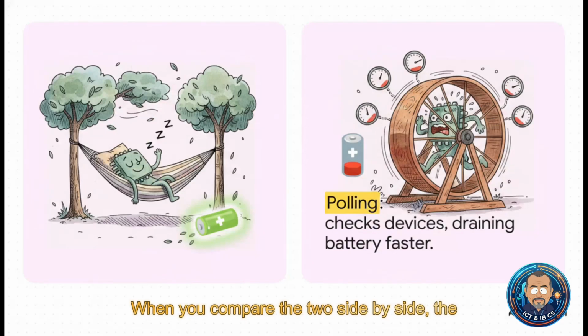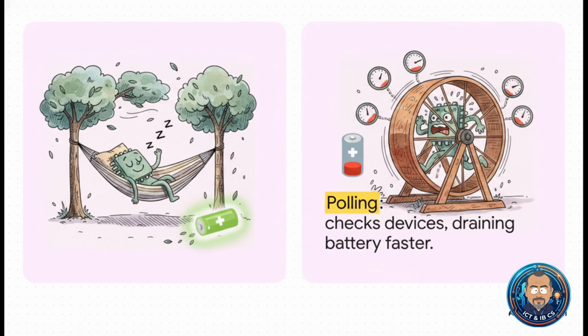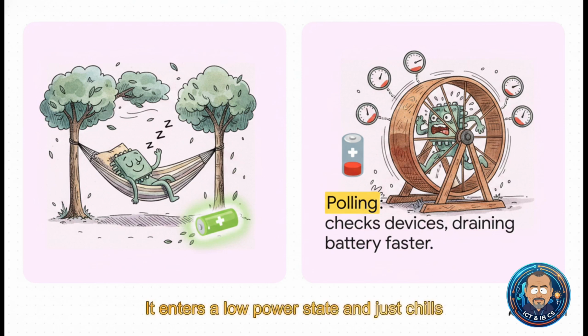When you compare the two side by side, the differences in efficiency are pretty wild, especially when you look at power draw and processing overhead. Interrupts are absolutely vastly superior for unpredictable events. I mean, they literally save battery life on your mobile devices because the CPU can just go to sleep. It enters a low power state and just chills until an interrupt event wakes it up. Polling, on the other hand, drains your battery super fast because the CPU has to stay awake and active, wasting all these valuable processing cycles constantly checking in on devices that probably aren't even doing anything.